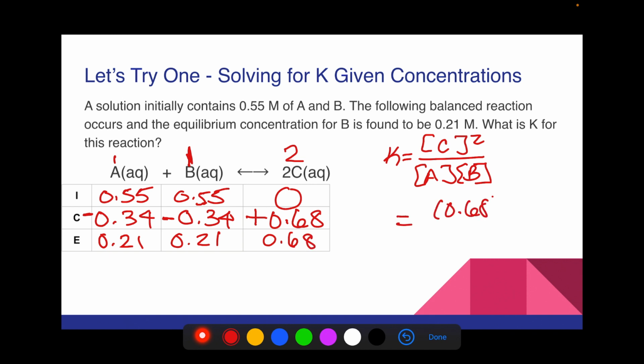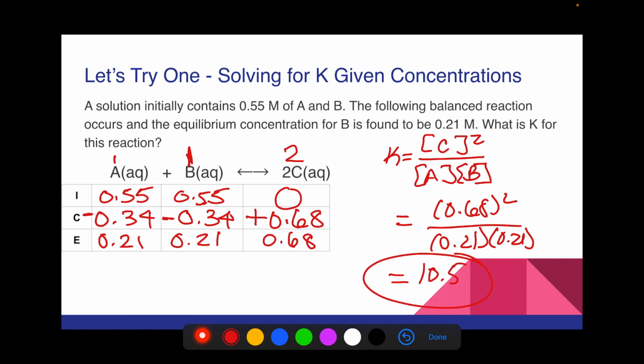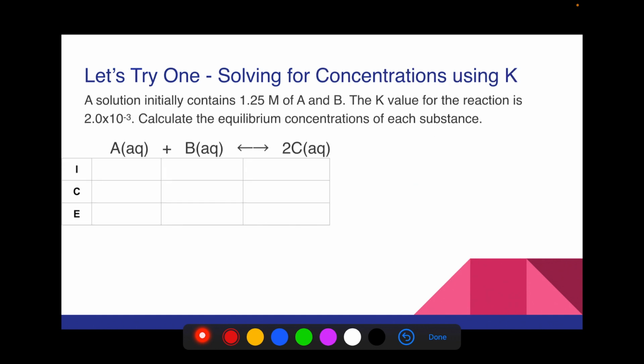So 0.68 squared over 0.21 times 0.21. And that gives us a K value of 10.5. Remember, the K values are unitless. Now let's try solving for concentrations using the K value.